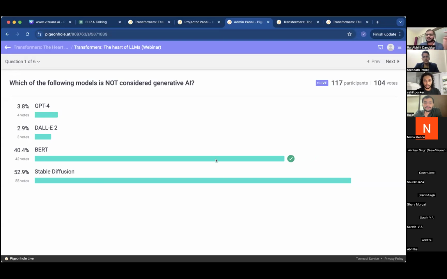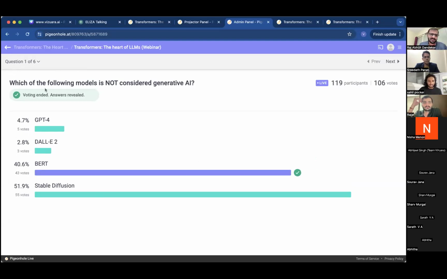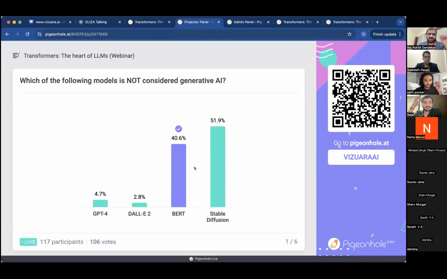We'll be coming to the answer in a bit when Sahil talks about GPT and BERT, but right now keep this as a curiosity in your mind. So voting has ended and answers have been revealed over here. I think you can also see over here. So the real answer was BERT actually.